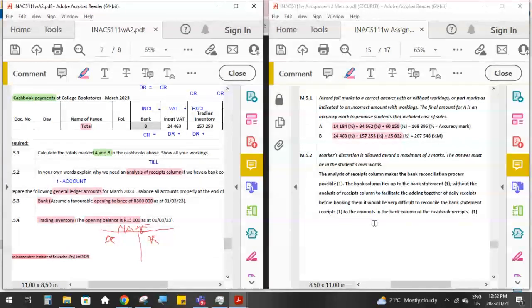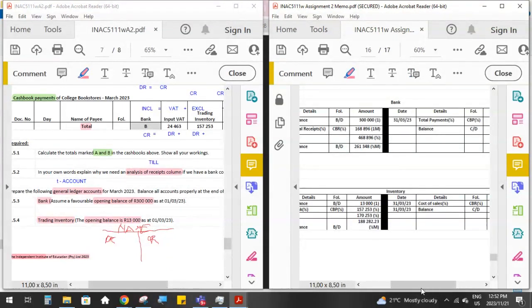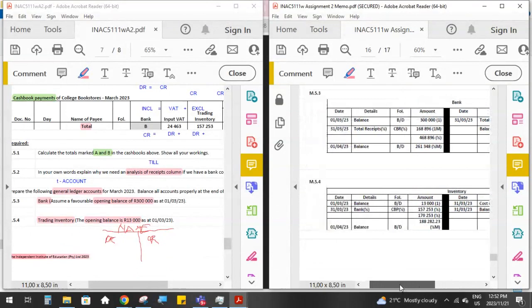Okay. So let's just have a quick look at what these look like. Let's make this a little bit smaller. I don't want to make it so small that you can't see it, but I want you to be able to see as much as possible.